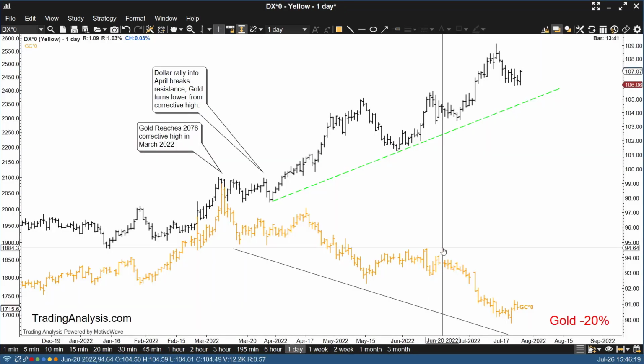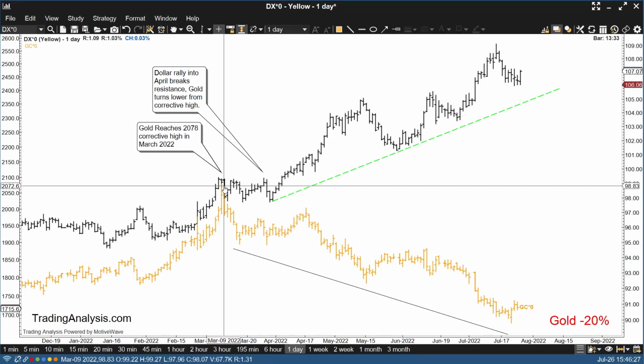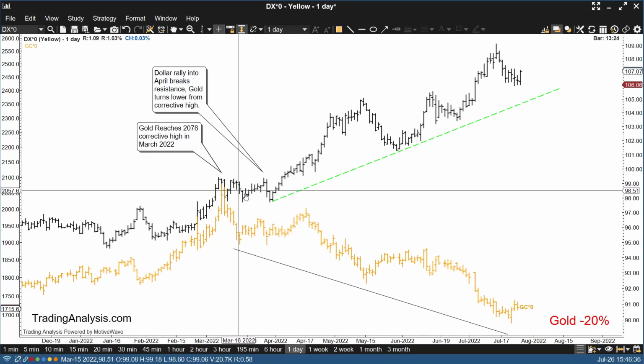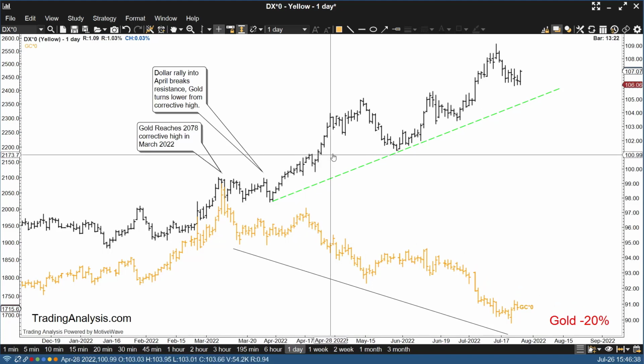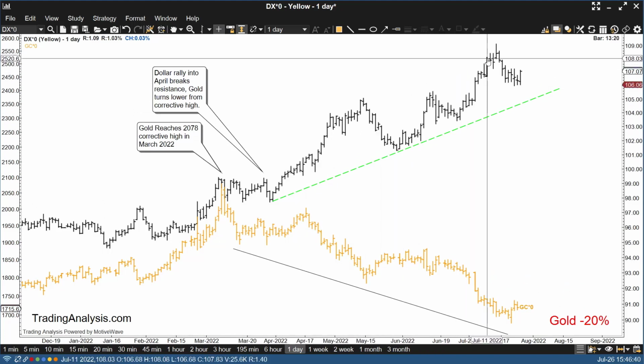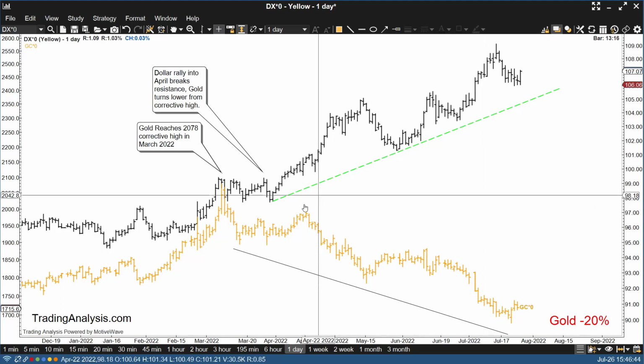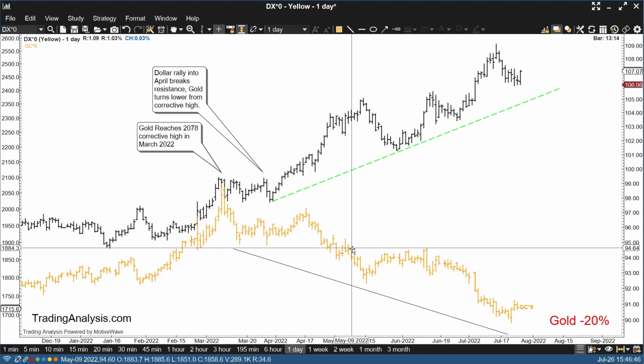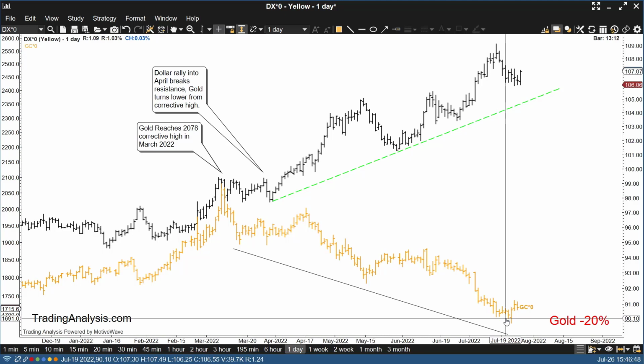Taking a look at the overlay where we can see the dollar index alongside price action in gold futures. This takes us back to the 2078 high that gold established in March of this year. Following the 2078 high, we saw consolidation out of the dollar and gold, at which point we started a significant upside breakout in the dollar, which started to take us above key technical resistance. And as a result, we see gold moving impulsively lower.